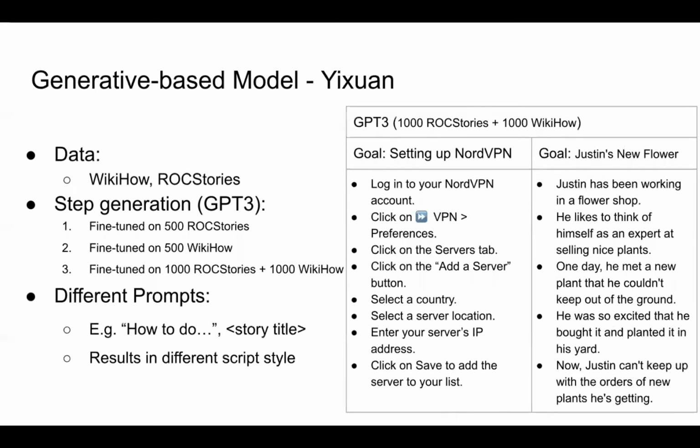The same model can generate WikiHow style steps given a goal, like how to do something, or generate narrative sentences if the goal is more like a story title. From these 2 scripts here, we can see that the generated texts have very different styles given a goal from WikiHow and a story title from Rockstories.